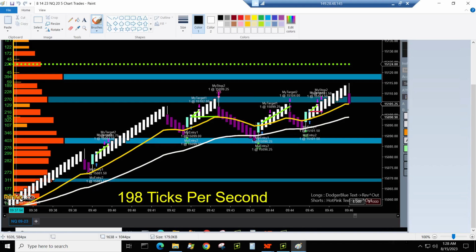Same exact thing here. This one looks like I traded it perfectly. 3 points, put my target here. Boom. That got me up over. That got me at $400 here. Actually, I think it was $399.